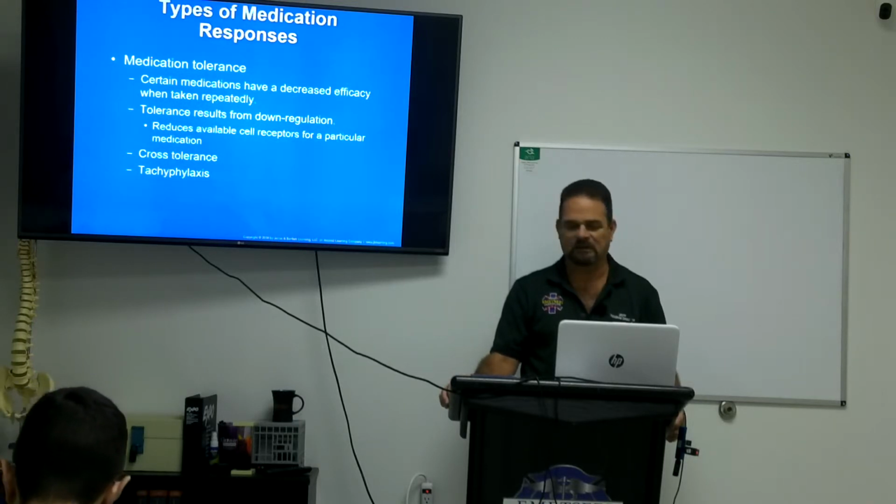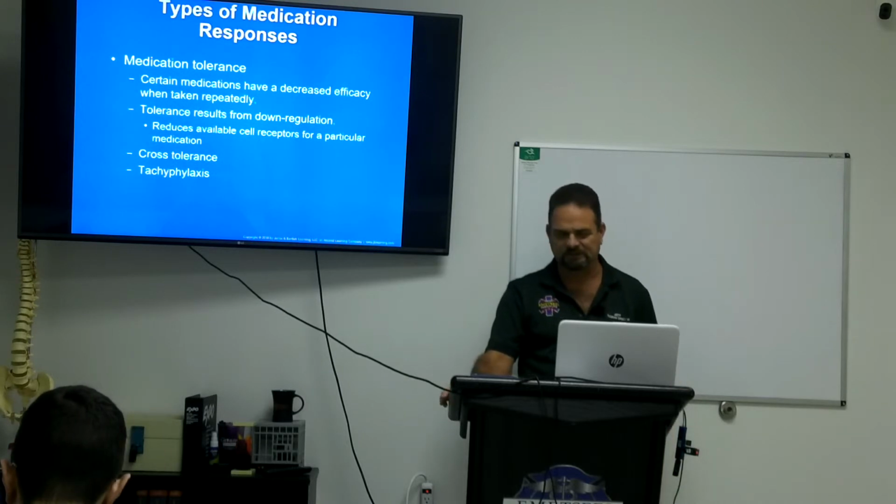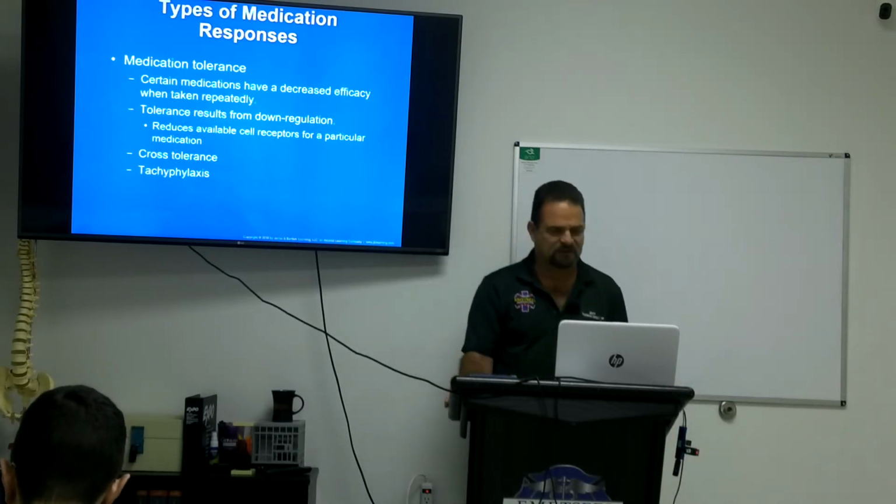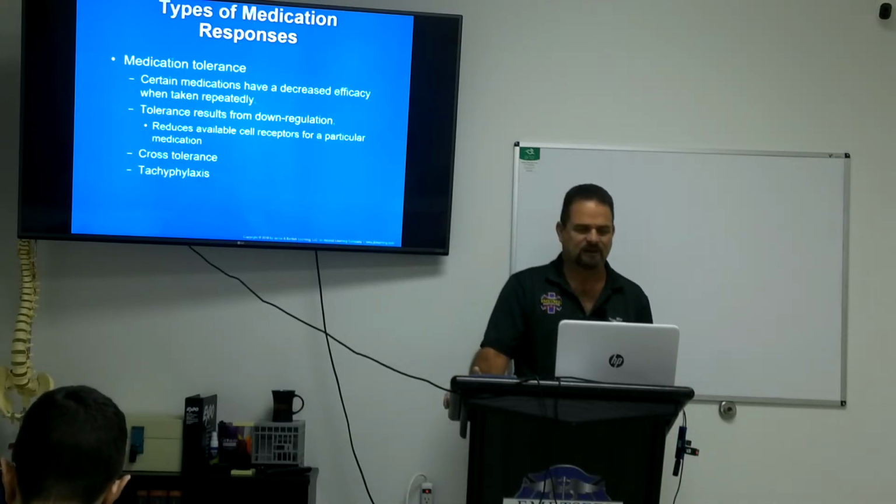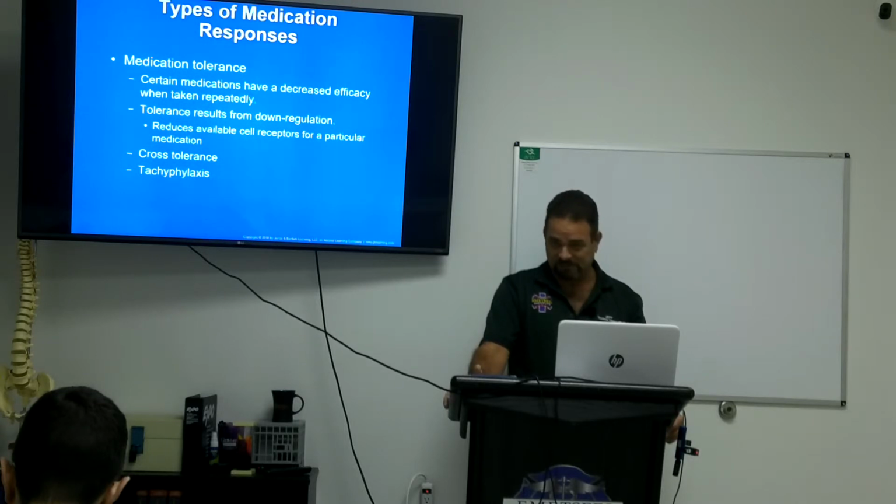Medication tolerances. Certain medications have a decreased efficacy when taken repeatedly. Tolerance results from what we call downregulation, which reduces the number of available cell receptors for a particular medication. The body also compensates for the effects of the medication by increasing the metabolism and/or elimination of the medication.